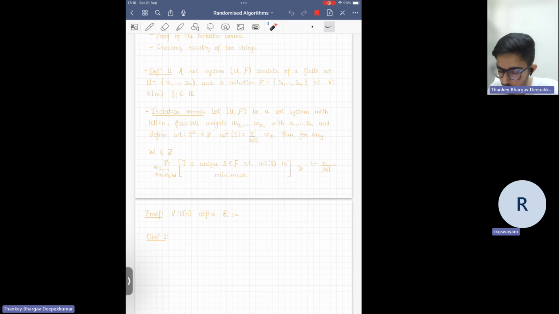No, no, okay. So what do we want to prove? We want to prove that there exists a unique set with large probability, right? Yes. So this statement is the same as saying that there does not exist a unique set with minimum weight with probability at most n over size of W, right? Yes. Okay, and S1 and S2 with the same weight and this weight is minimum, right?